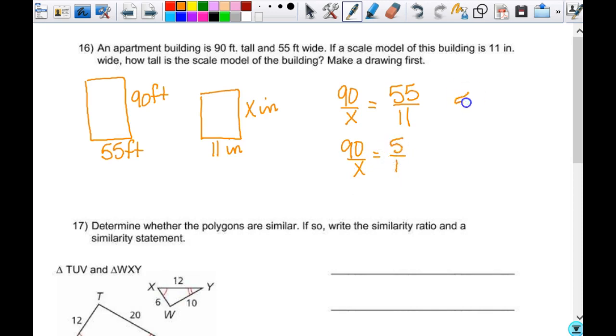So this gives me 5x equals 90. So x equals, 5 goes into 9 once with 4 left over, so it would be 18. So I get that x is 18, so I can say then that my answer is 18 inches tall.